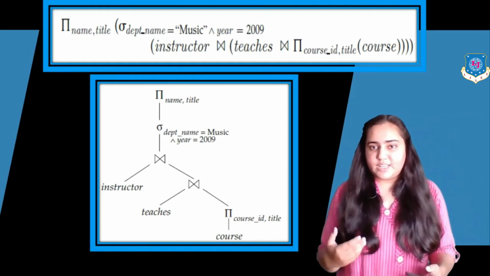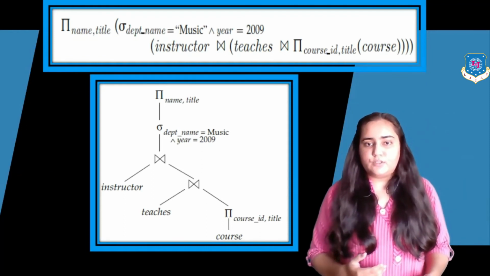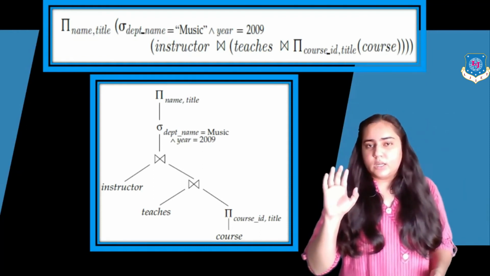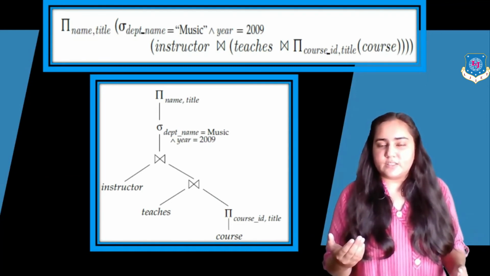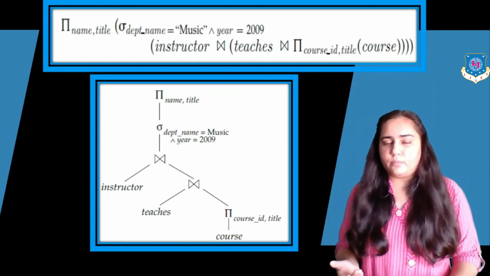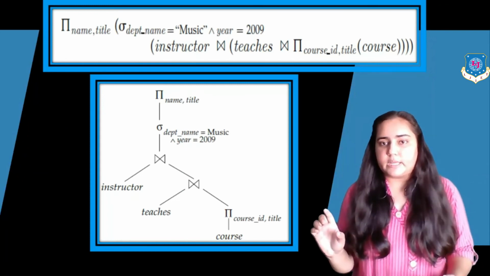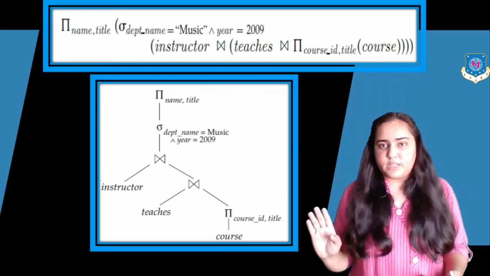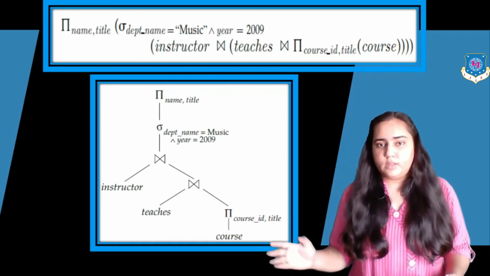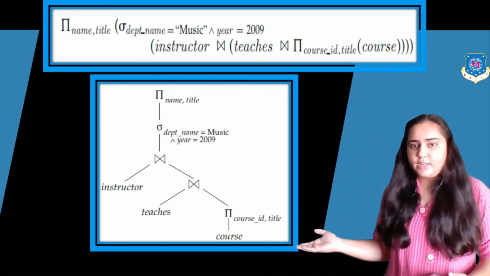Now, how can I convert it into a tree? So first of all, read your query. And in the query, the first operation being performed is the innermost bracket. And the innermost bracket says pi course ID comma title from course. So that is what I've kept here in my tree.